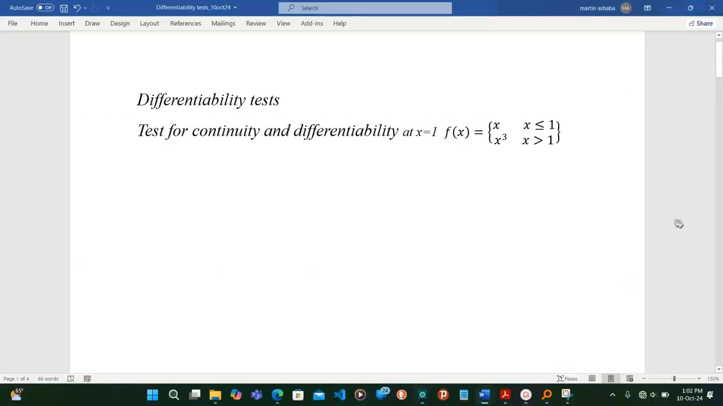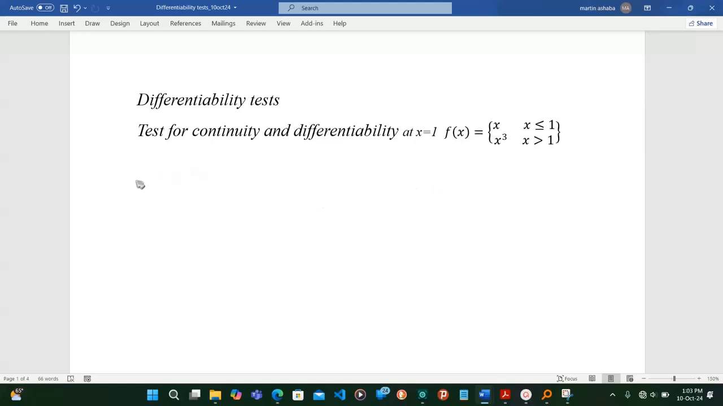Hello everyone, in this video we are going to discuss differentiability and continuity tests. Now we have a question which says: test for continuity and differentiability at x equal to 1 for f of x equal to x for values of x less than or equal to 1, and f of x equal to x cubed for values of x greater than 1.